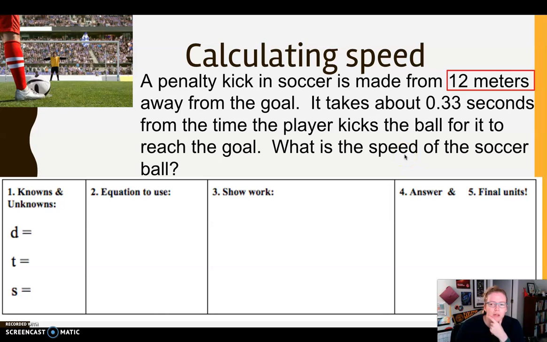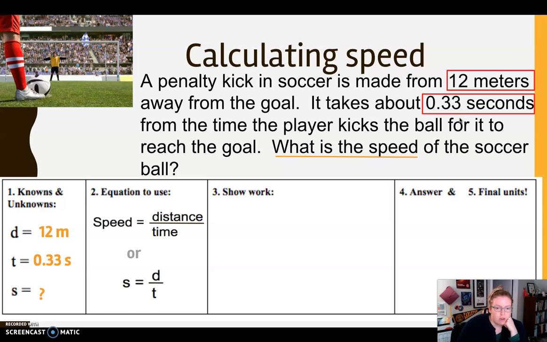Ooh, meaty question. So I've got this number 12 meters, and that is a distance. I'm going to go ahead and write that down as my distance. The other number, 0.33 seconds, is our time. I'm going to write that down. And that means we are looking for the speed. So speed gets a question mark.